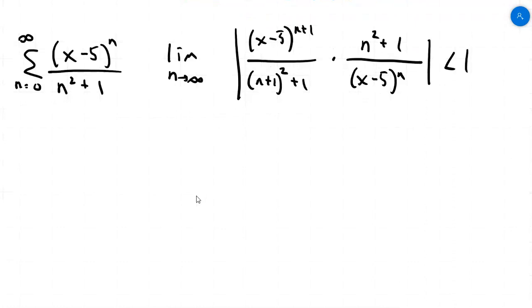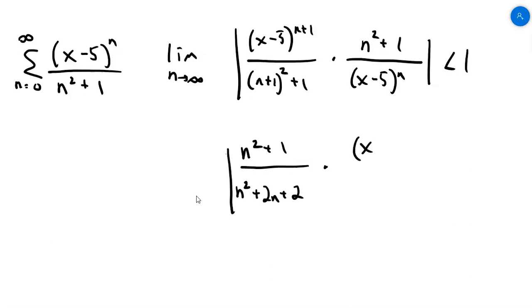All right, so let's look at the x minus 5s and let's look at the n's. The n's on the top are an n squared plus 1. On the bottom, I could expand that, right? I'll end up with an n squared plus 2n plus 2. And then over here, I end up with an (x minus 5) to the n plus 1, and on the bottom, (x minus 5) to the n.